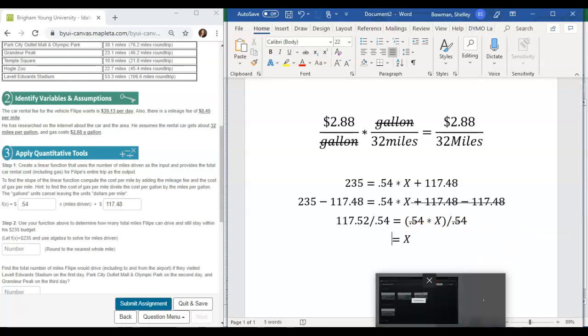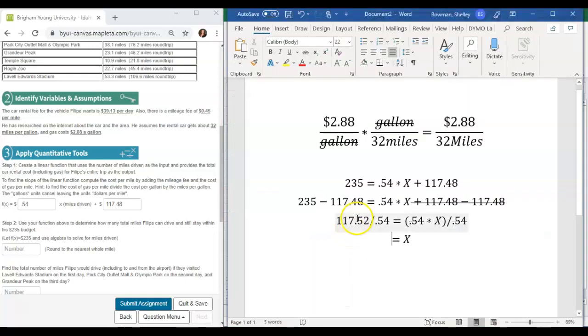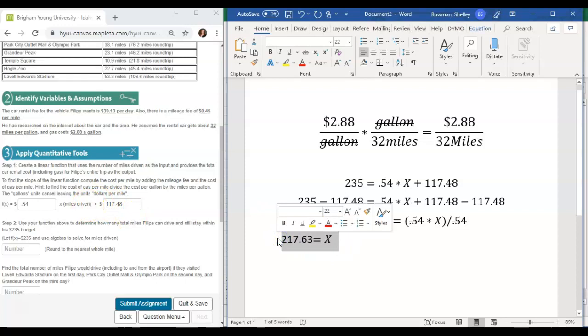117.52 divided by 0.54. So I'll come in here and just do some calculations really quick. Divided by 0.54, which gives me 217.63. And we can put that in here. 217.63. And that's my total number of miles. Remember, x was miles, from this formula right here. So this is the total number possible that he can drive to stay within his budget.